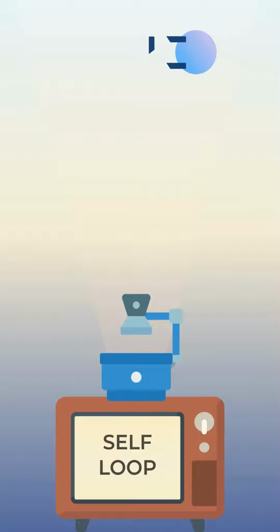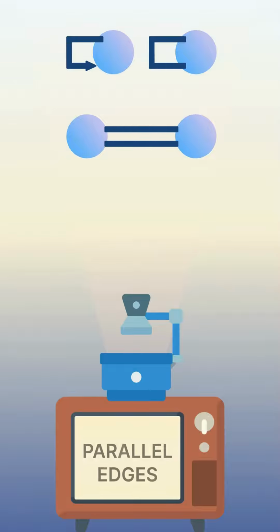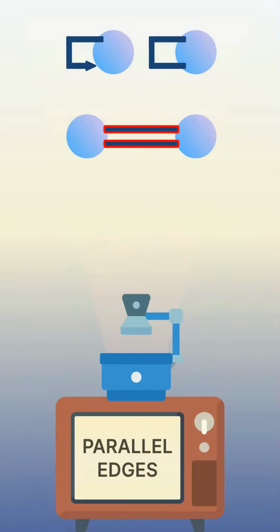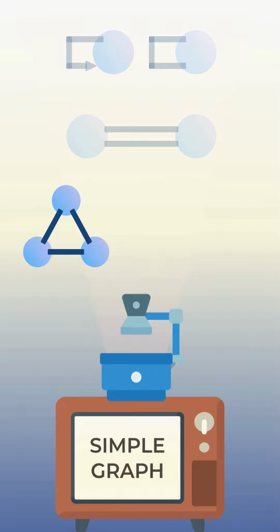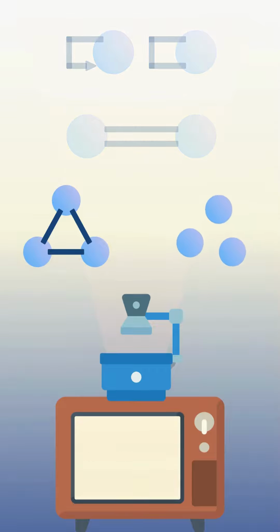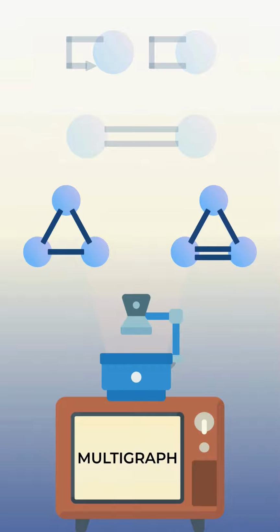An edge can loop back to the same node. It starts and ends at that node. This is called a self-loop. It's also possible for multiple edges to share the same start and end node. These are parallel edges. A graph without any self-loops or parallel edges is a simple graph. A graph with one or more sets of parallel edges is a multigraph.